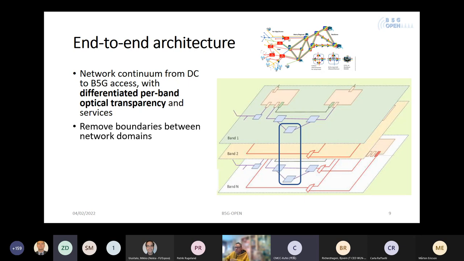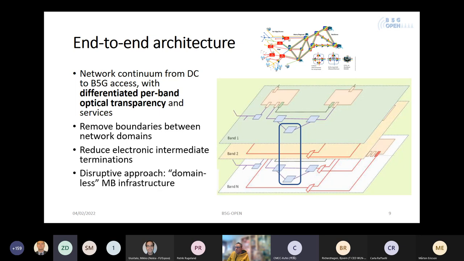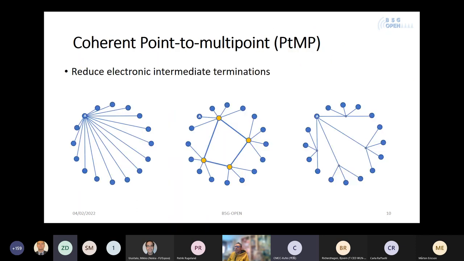So we have two pieces in a country. For example, in Spain, we have divided the country into several regions. Everything that is in a region is okay, but just 1 kilometer away, you cannot cross. Okay, so here, one of the design principles of the project is to remove these boundaries, use the whole optical infrastructure, and avoid this regeneration.